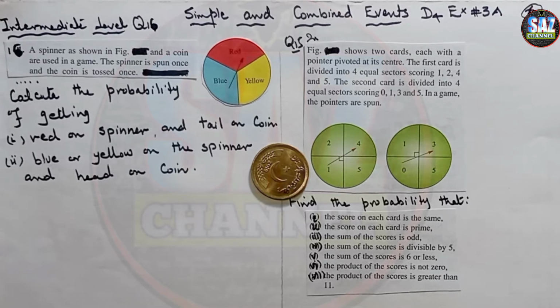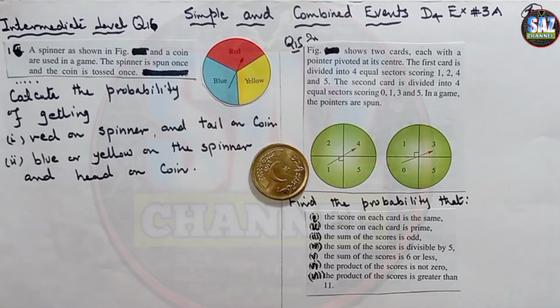This is my fourth lesson of D4, chapter number 3, exercise 3A, about simple and combined events. In this lesson, we'll be discussing intermediate level question number 16. Let's read the question first.